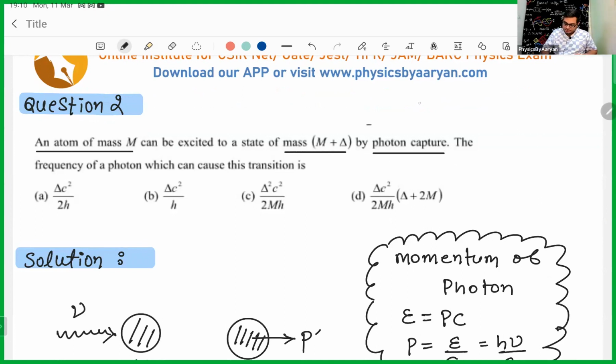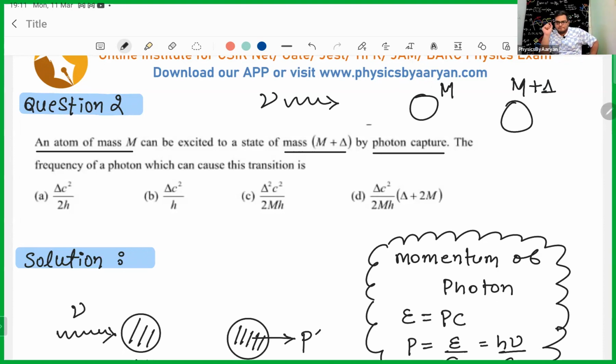Understand, आपके पास एक atom था, you had an atom which had the mass m, and suddenly a photon came. Let's say the frequency of that photon is mu. All of a sudden this atom captured this photon, meaning absorbed this photon, and as a result the mass of the atom increased. Can anyone tell me what principle this is?